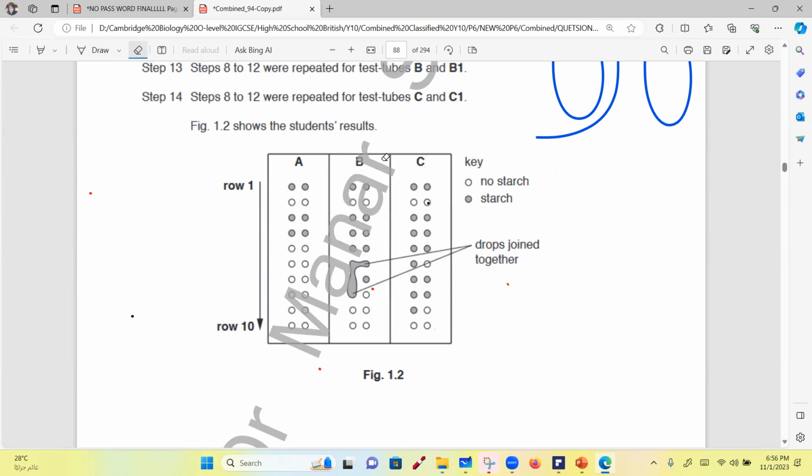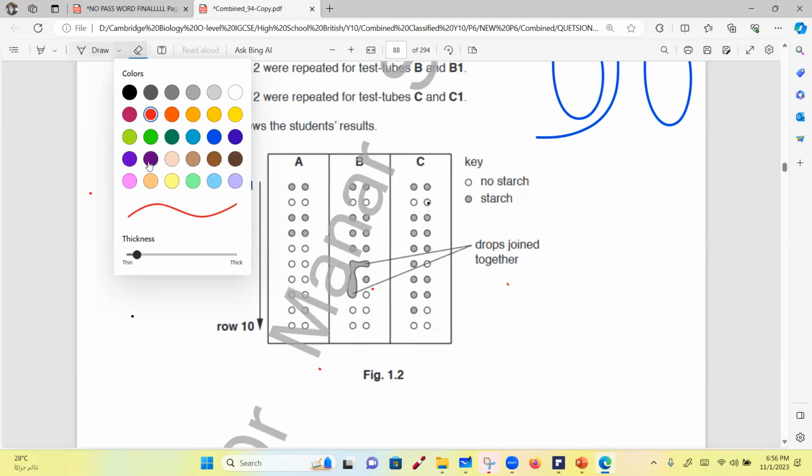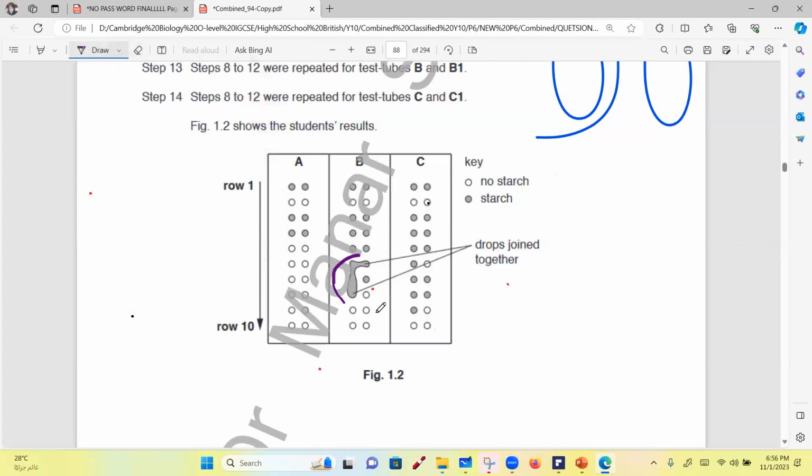Look at the results. It's very obvious what happened here. The drops joined together? Yes, the drops join together. So this is an inaccuracy. Okay, something else. Give me another inaccuracy. They used glass rods instead of using a fixed volume. Okay, you can say that, but I think this can be an answer for how to improve, how to modify.